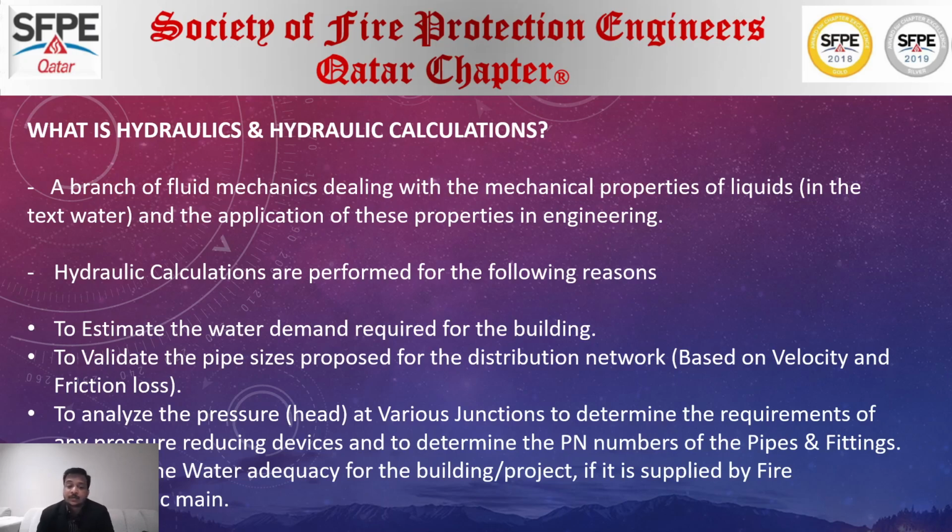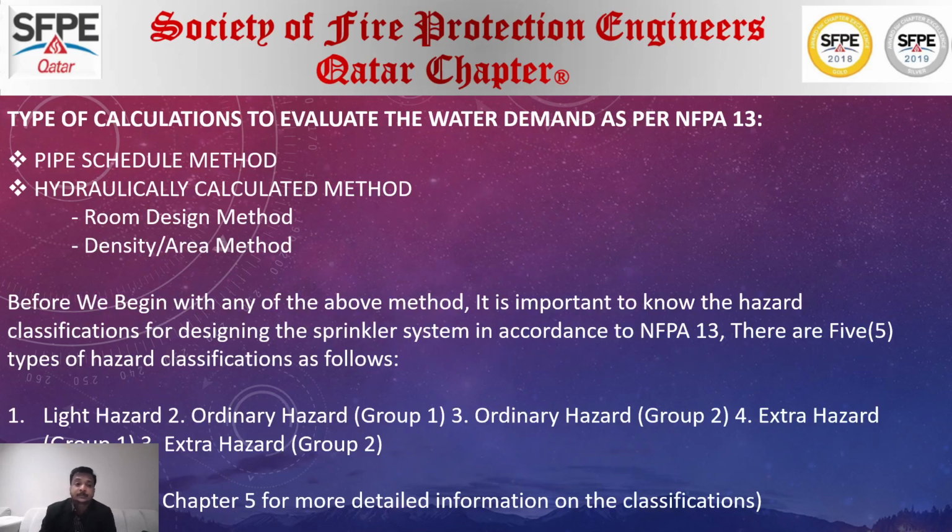And also to check the water adequacy for the building if it is supplied by the fire main. We have several software packages like Elite Fire. There is a methodology to determine how much water is required for this building, or, based on the available water flow, whether the sprinkler network designed will be functional or not.